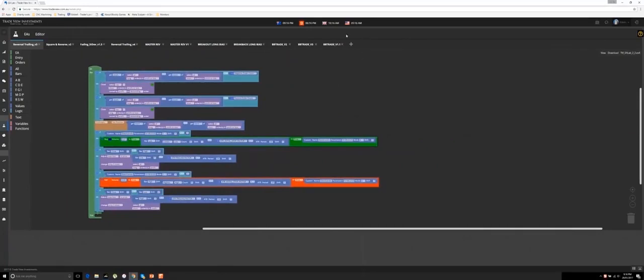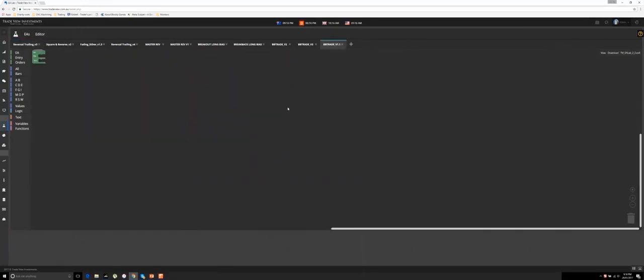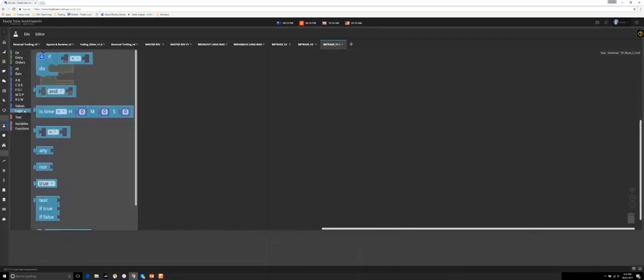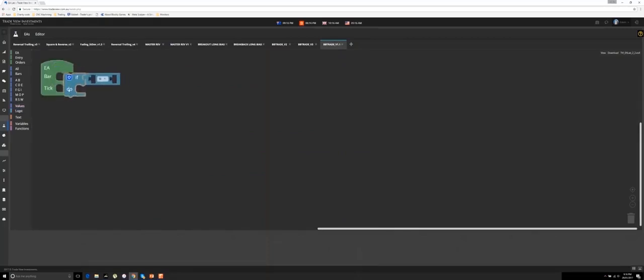First I've made a file here, just a blank one. I've called it BB Trade, Bollinger Band Trade, version 1.1. I have actually built this one before, so this is version 1.1. The first condition that we had was we're only going to allow one trade to open at a time. So we're going to grab a logic block, an if block, and we're going to enter the first condition.